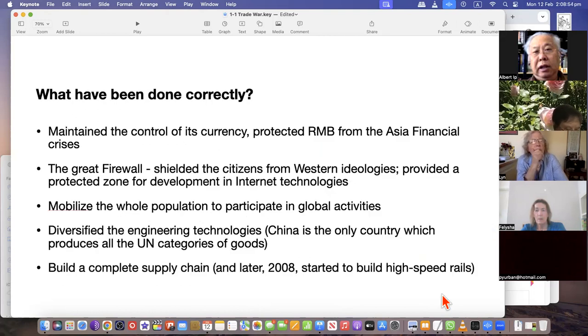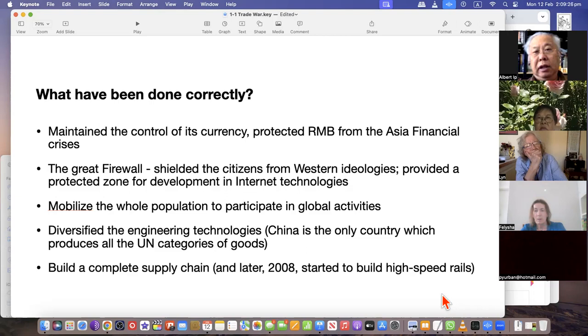So before that, let us look at what China has done right. First of all, it maintained full control of its currency, and hence it was protected from the Asian financial crisis. It has a huge firewall, shielding its citizens from Western ideologies, and also provided a protected zone for the development of internet technologies.